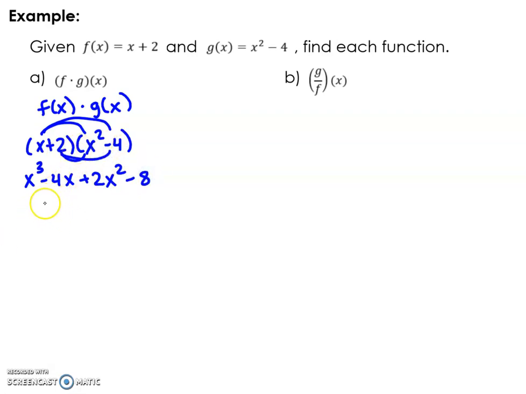So I'm just going to put this in standard form. So I'm going to put them in order of their highest exponents. So x cubed, and then plus 2x squared, minus 4x, minus 8.